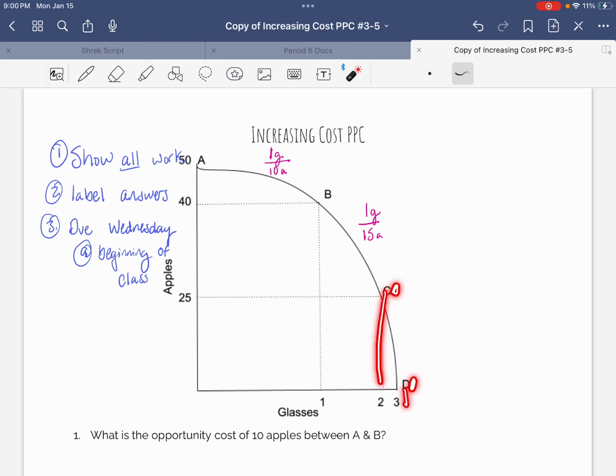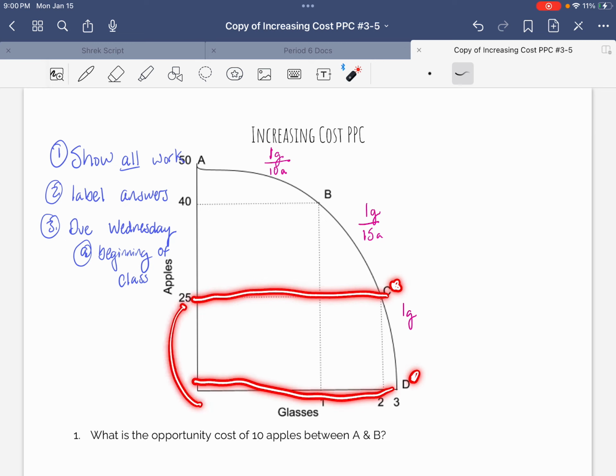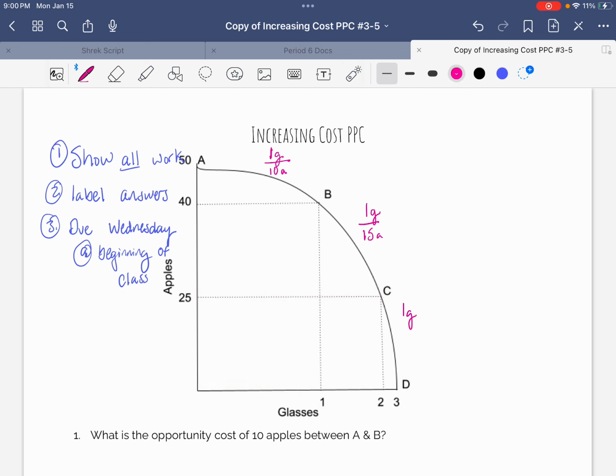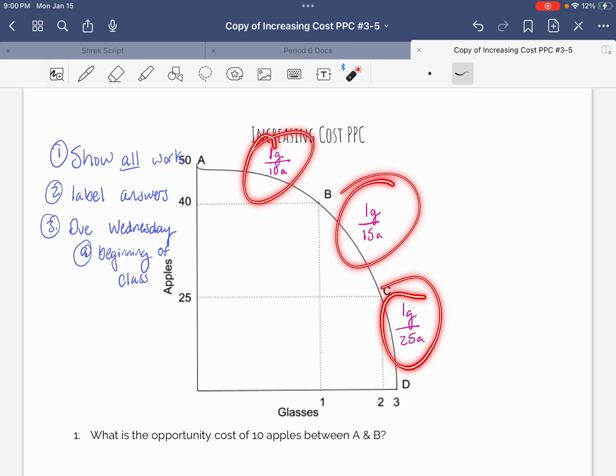From C, in between C and D, we go down to glasses. 3 minus 2 glasses is 1 glasses. And from C and D, we go over, and we get 0 up to 25, or 25 minus 0 would be 25 apples. So as you can tell, the ratio between every set of points is going to be different.